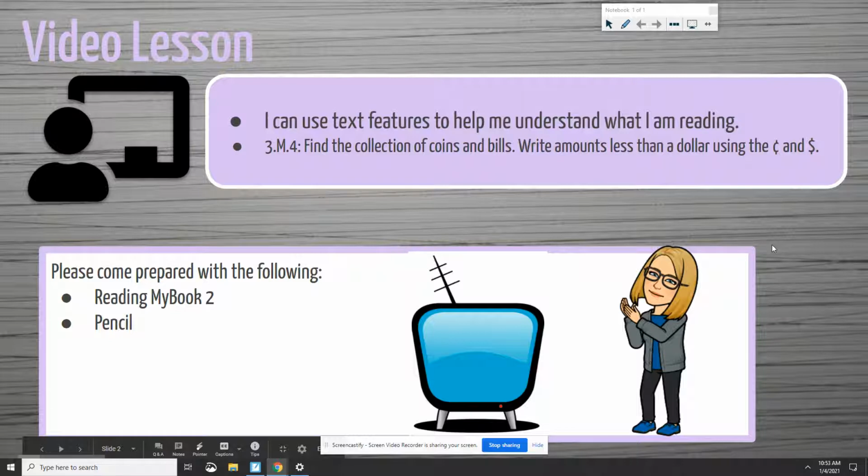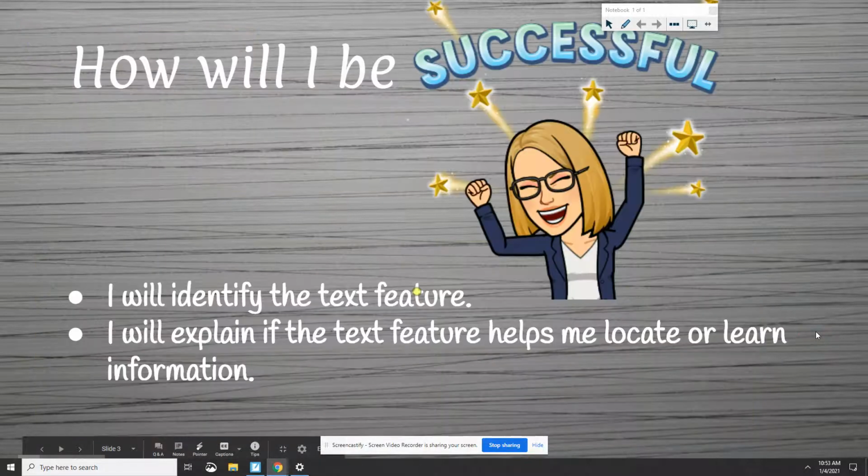So our goal for today: I can use text features to help me understand what I'm reading. This is not the correct standard. That's math. You today will need your reading book, My Book 2, and a pencil to be able to do some writing. So how will I be successful? I will identify the text feature. I will explain if the text feature helps me locate or learn information. So we're going to be trying to decide what the text feature is doing. Is it locating information, or are we learning something new?